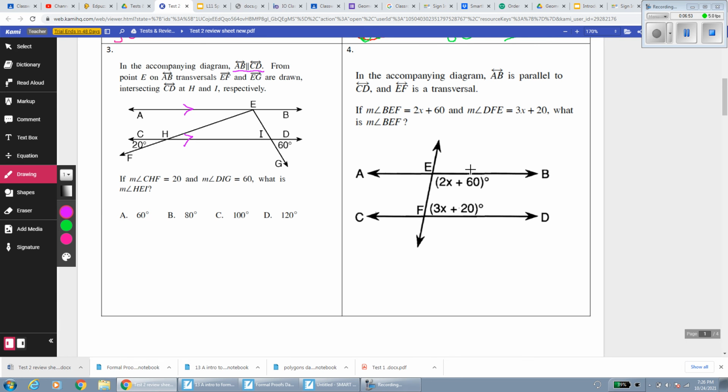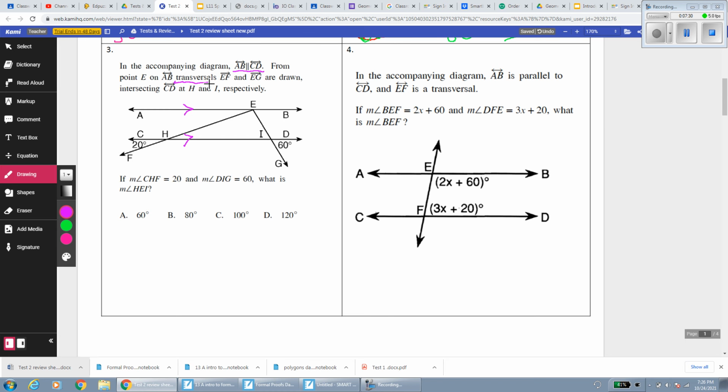So I'm going to keep that in mind, that I'm probably going to have to use one of those angle relationships somewhere. So let's take a look at what the question is telling us and figure out where we're going to go from here. So it says from point E on AB, so I see point E, it's right over here. Transversals EF and EG are drawn. Oh, the word transversal. So we're definitely going to have to use our angle relationships formed when parallel lines are cut by a transversal. They're giving us lots of hints here that some of those angle relationships are going to show up in this question.